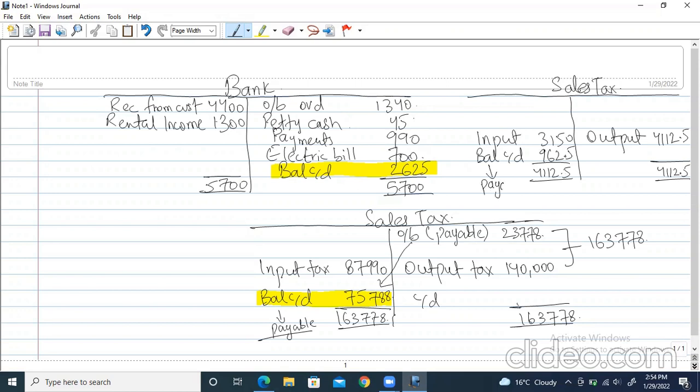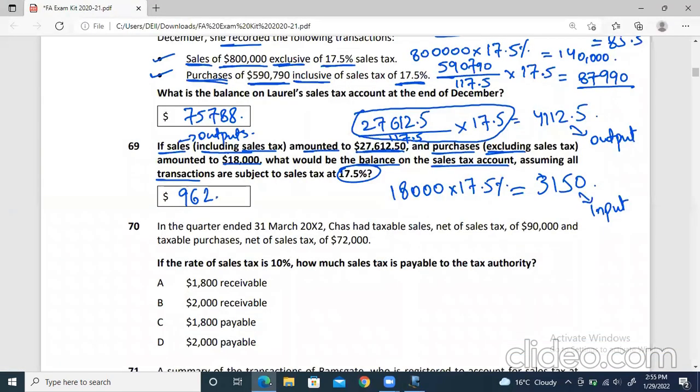Why is it payable? Because the total amount that we have to pay to the government is more than what we have to receive. So this 962.5 is the closing one, which is the payable balance. 962.5.